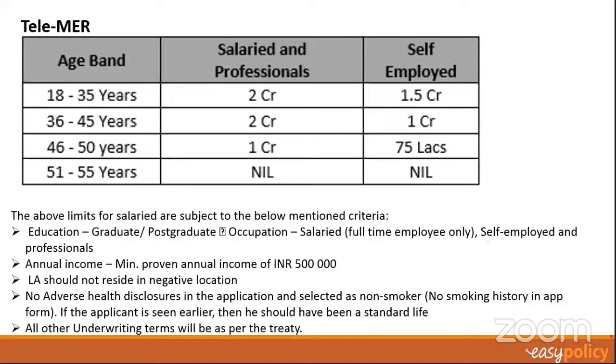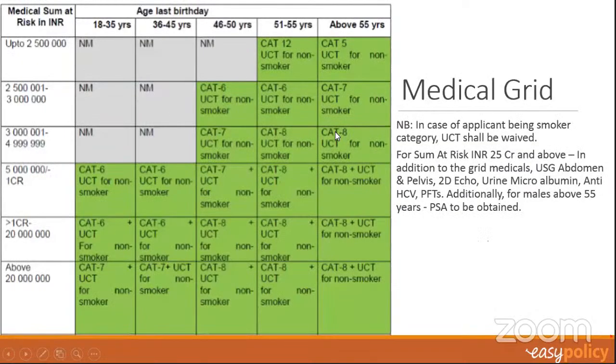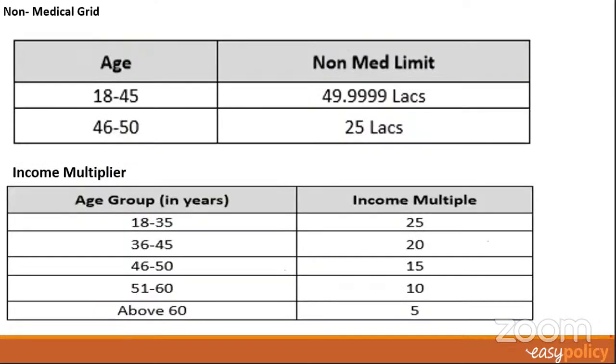Beyond 51, physical medicals are required. So again, these are the medical requirements. We can check case to case. However, these things are also conveyed to customers on call from the insurance companies.